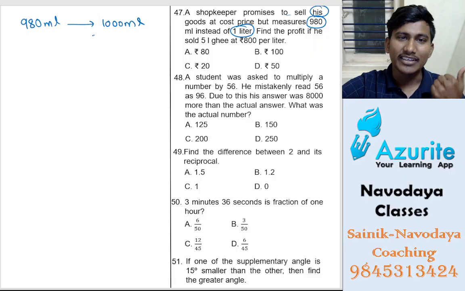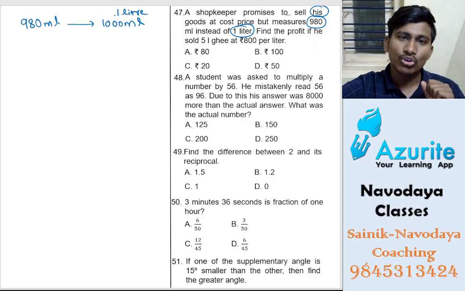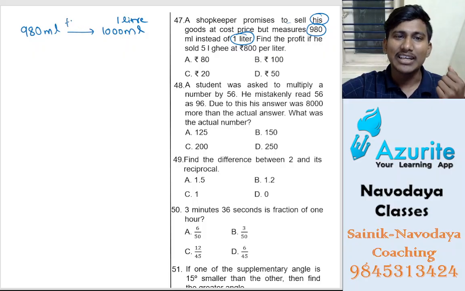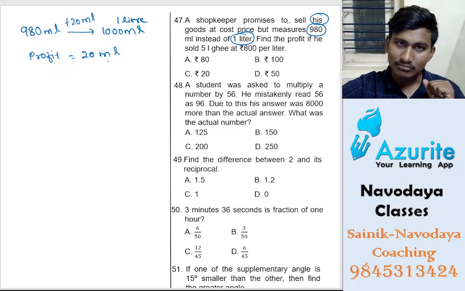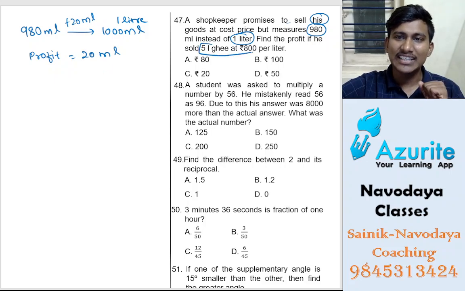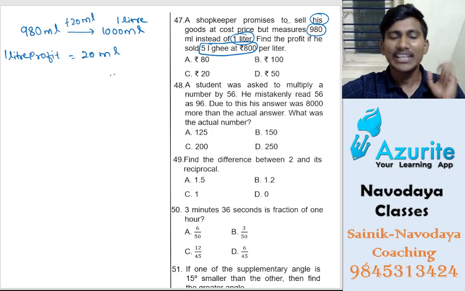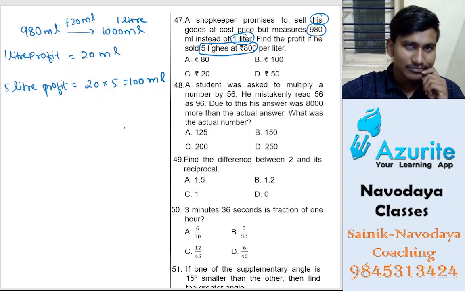So what is his profit? 1 liter means 1000 ml, right? So here the profit is 20 ml, right? So the profit is 20 ml per liter. For 1 liter, 20 ml is the profit. So how many liters is he selling? 5 liters. So 1 liter profit is 20 ml. So 5 liters profit will be how much? That is 20 into 5, that is 100 ml his profit, right?